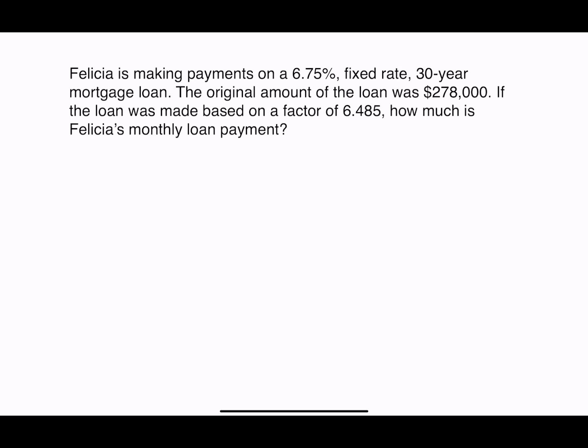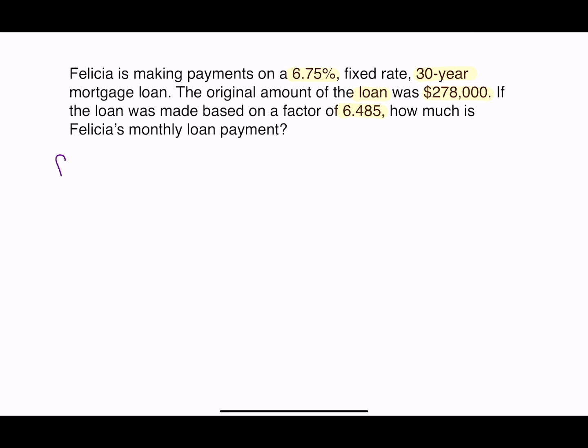All right, where are we going to start with identifying these numbers? We got a 6.75% fixed rate 30-year mortgage. So I know an interest rate. I know it's for 30 years. The original loan was for $278,000. And then I've got this factor of 6.485.